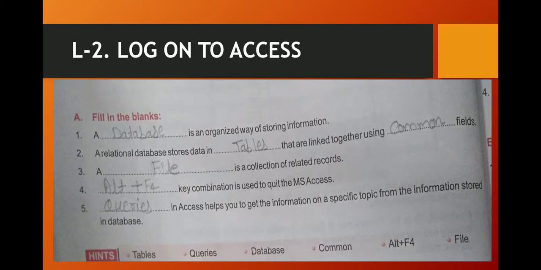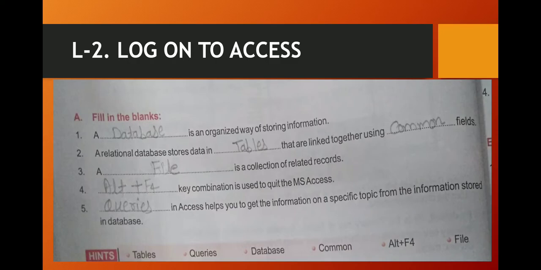First, a dash is an organized way of storing information. Answer is database. A database is an organized way of storing information. Second, a relational database stores data in dash that are linked together using dash fields. Answers are tables and common. Means a relational database stores data in tables and those tables are linked together using common fields.